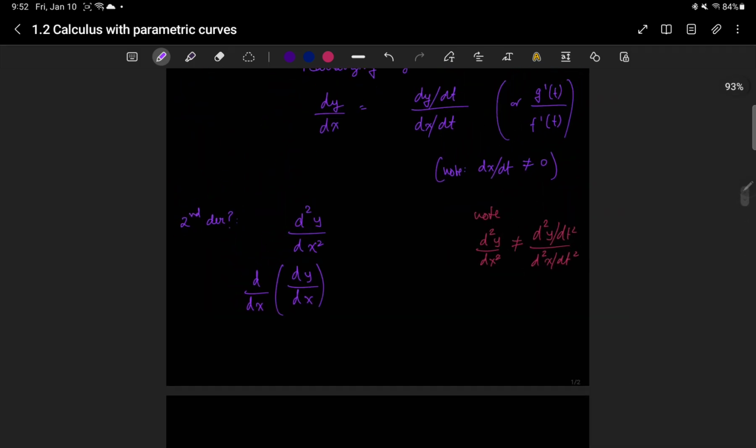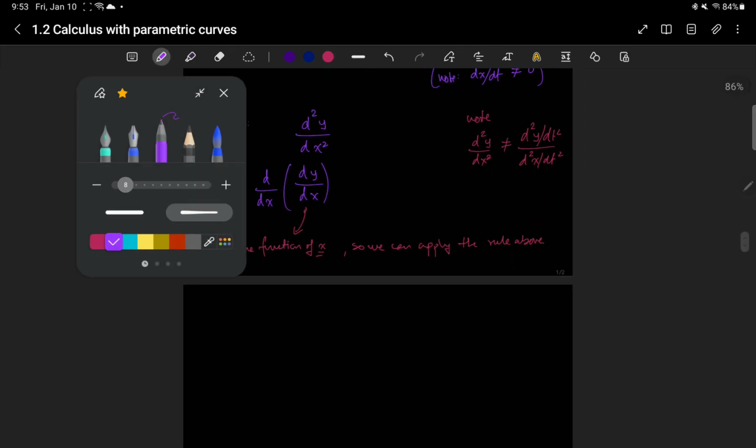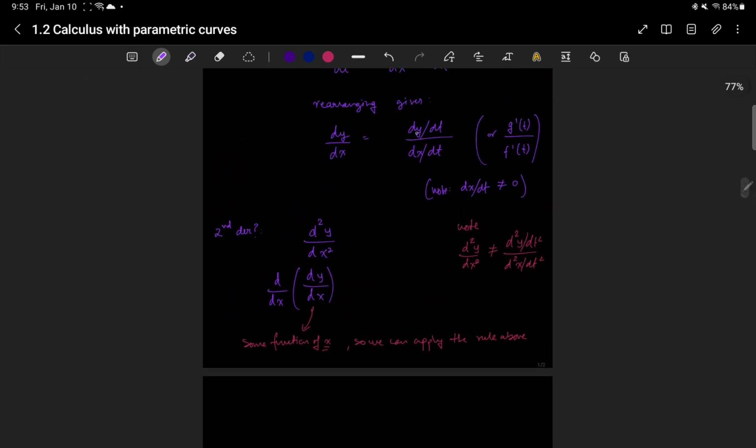But what can be done is, remember, this is d over dx of dy over dx. Now, what is dy over dx? dy over dx itself is some function of x. So we can apply the rule above. If we apply the rule above, what we get is, if you go up here, it's dy over dt, so this would be d over dt of y. Here, the role of y is being played by dy over dx. And in the denominator, it's dx over dt.